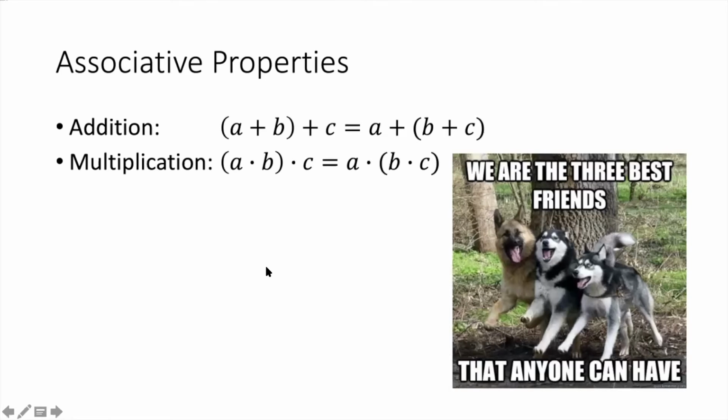To remember the associative property, remember the word associate, as in the people you associate with. Maybe you have two best friends, and sometimes you hang out with one of your friends, but not the other, and sometimes they hang out without you, and it's all good.